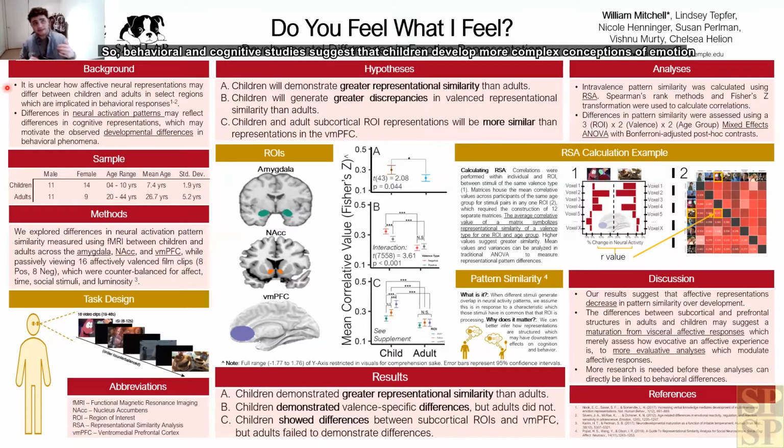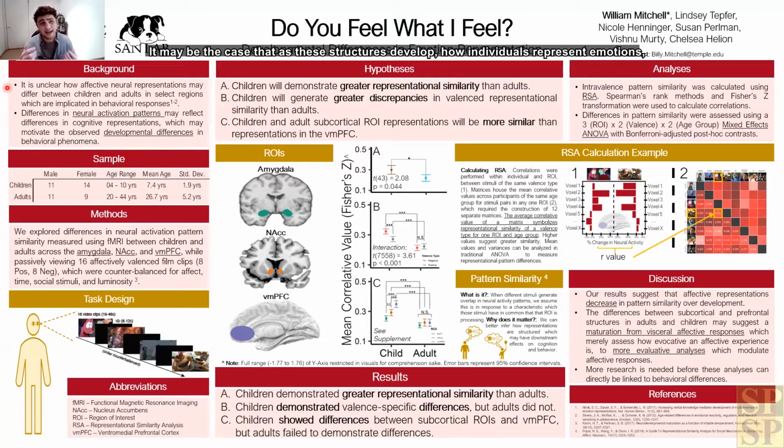So, behavioral and cognitive studies suggest that children develop more complex conceptions of emotion and expressions of emotion across normative development and into adulthood. Between these periods, there are a lot of changes in the connectivity and structure of regions, which might exhibit neuromodulatory effects relevant to emotion.